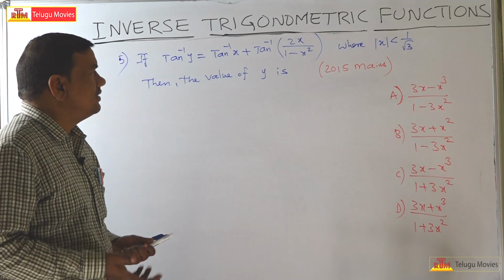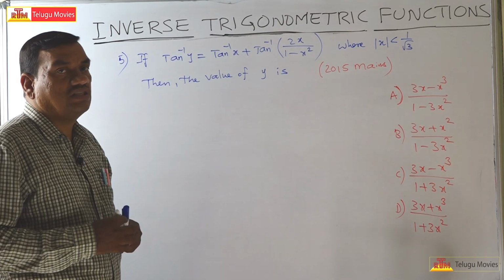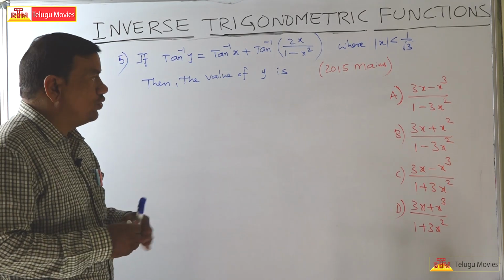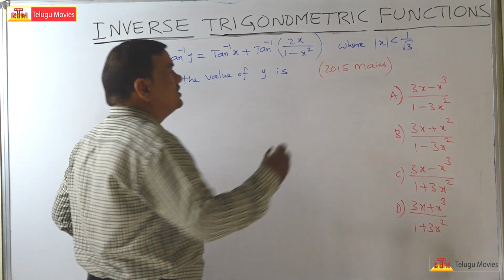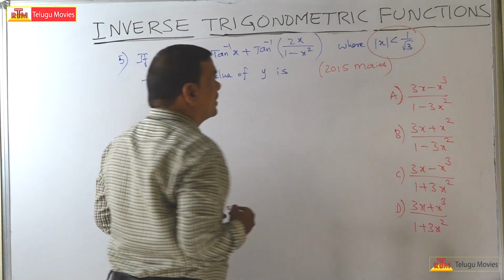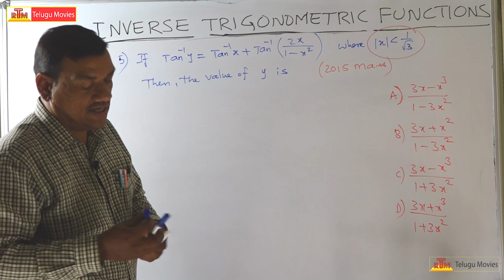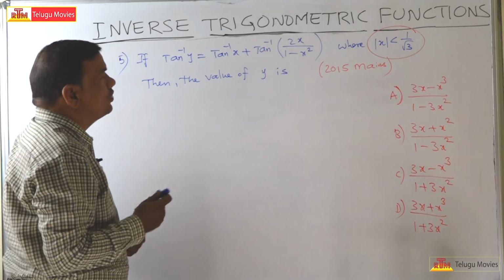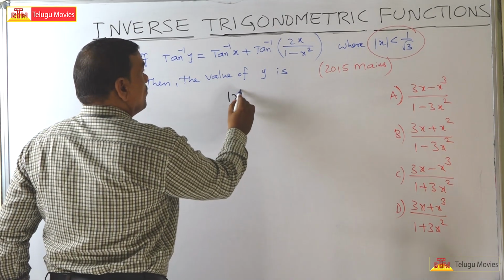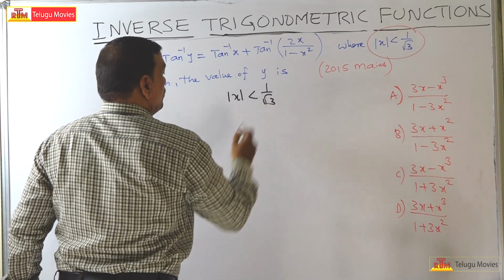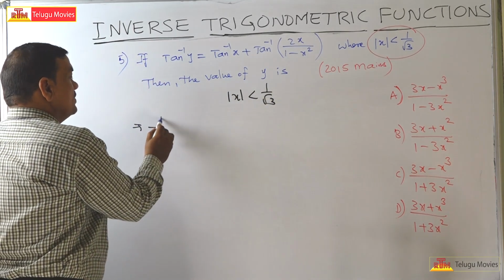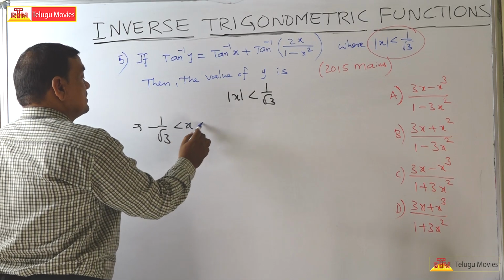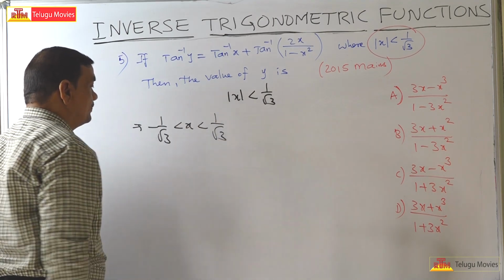But the calculation part is somewhat lengthy. Without doing that, can we make use of the given data? Let us use that. Here it is given that modulus of x is less than 1 upon root 3. That means minus 1 by root 3 is less than x is less than 1 upon root 3.